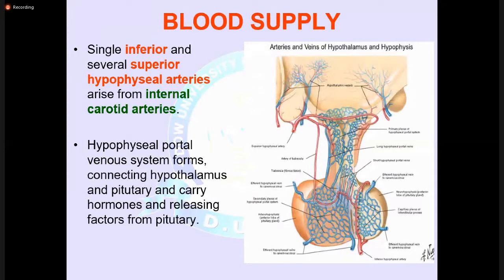The blood supply is by the superior and inferior hypophyseal arteries, which arise from the internal carotid arteries, and they supply the bulk of the pituitary gland. Now, this blue colored structure is the hypophyseal portal venous system, which connects the hypothalamus and the pituitary and carries the releasing hormones from the hypothalamus to the pituitary.